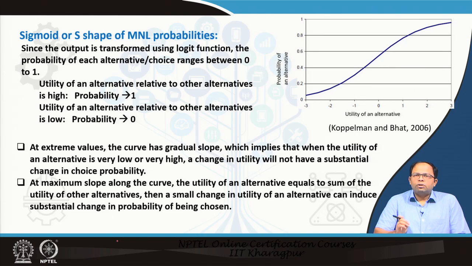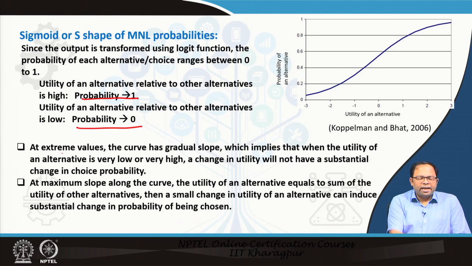The probability of an alternative could be 0, and its maximum could be 1, which means it is chosen. Or it could be somewhere in between. And the shape of the probability against the utility of an alternative gradually takes the shape of an S curve or a sigmoid curve. If the utility of an alternative relative to other alternatives is high, then the probability is 1. If the utility of an alternative relative to other alternatives is low, then the probability is 0. And that is the range.